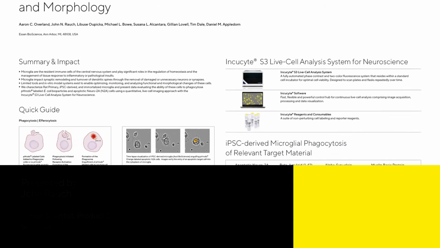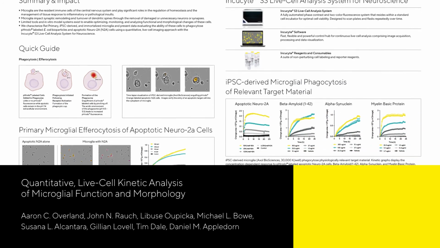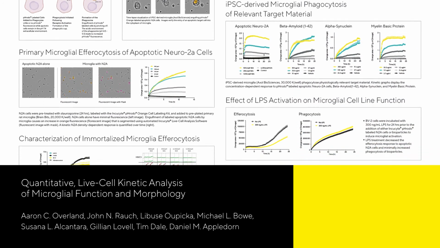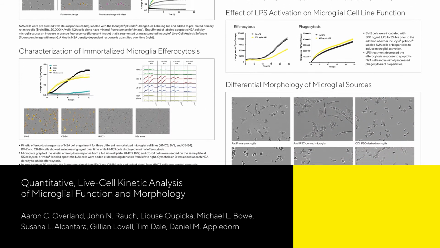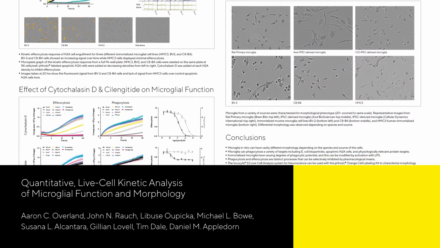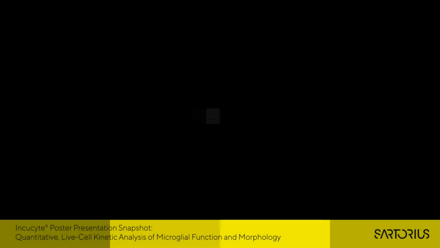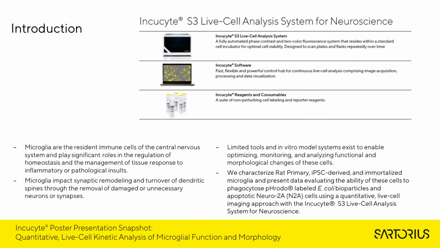Today I'll be discussing a poster previously presented at the Society for Neuroscience conference, titled Quantitative Live Cell Kinetic Analysis of Microglia Function and Morphology. Microglia are the resident immune cells of the central nervous system and play significant roles in the regulation of homeostasis and the management of tissue response to inflammation or pathological insults. Microglia impact synaptic remodeling and turnover of dendritic spines through the removal of damaged or unnecessary neurons or synapses.